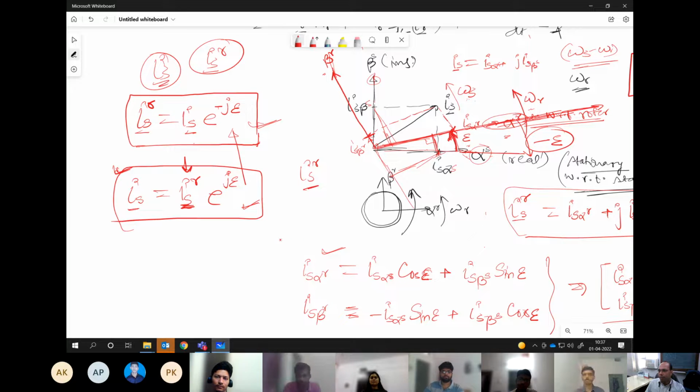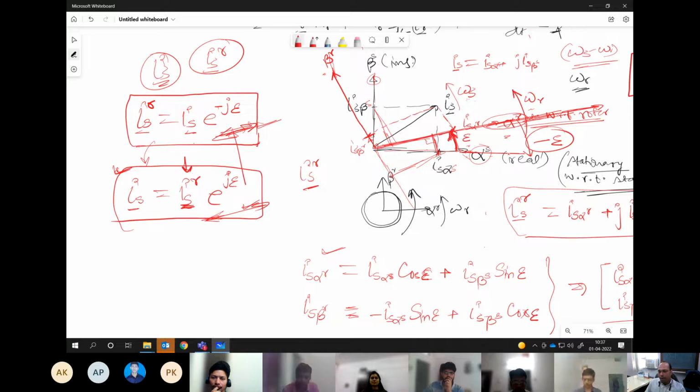You understand the point? If you are going in counterclockwise direction, you will have e raised to power minus j epsilon. If you are going in the clockwise direction, you will have this. It's the same thing. You just multiply the unit vector e to the power j epsilon on both the sides, it becomes this. But from the understanding point of view, I am saying.